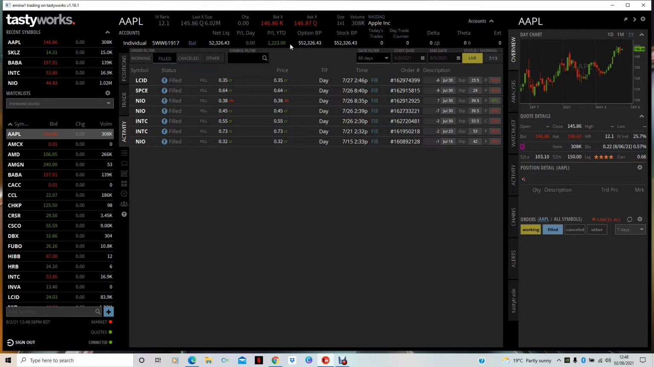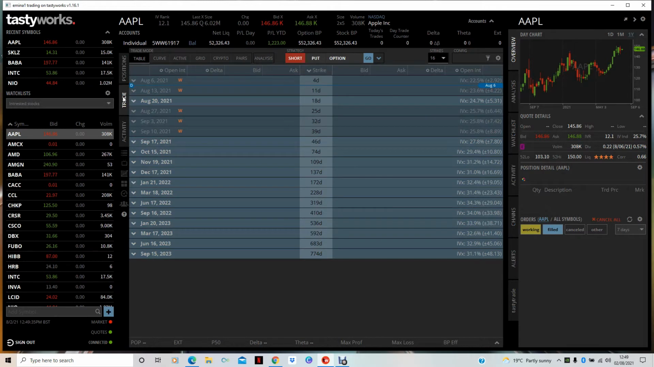Over the 2 weeks, if you see here, profit and loss year to date, that's how much I've made. As I said, the first week I made £178. My second week, which was last week, I made over £1,000, which is just absolutely mental. And the capital I'm using is just over £52,000 here. This is all in dollars actually, so $52,000, but if I say pounds, it doesn't really matter.